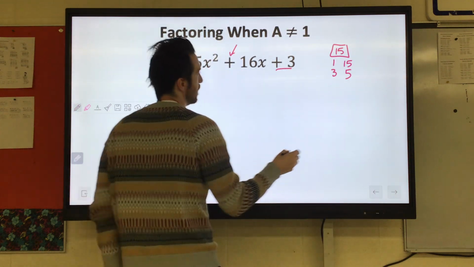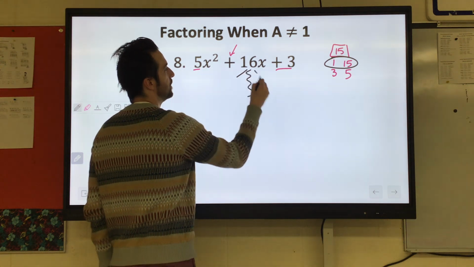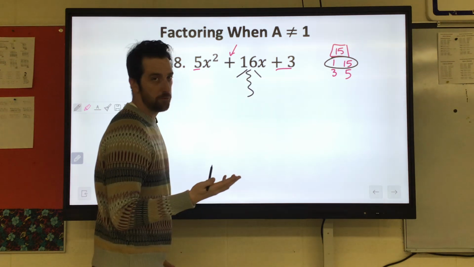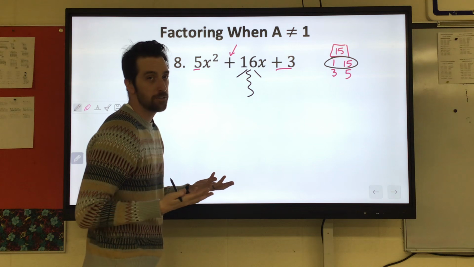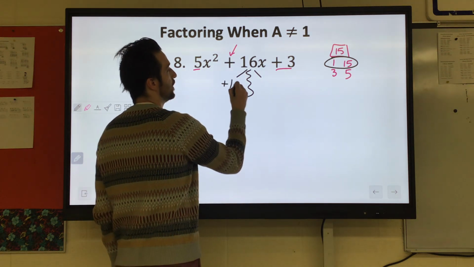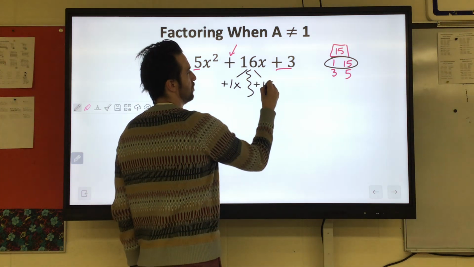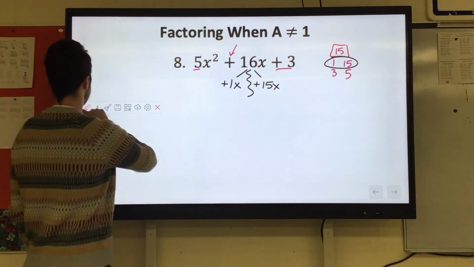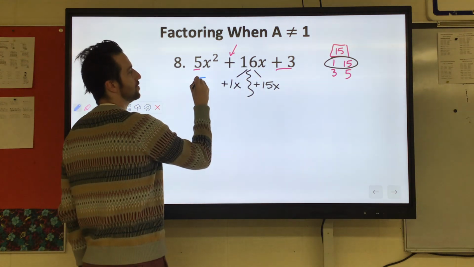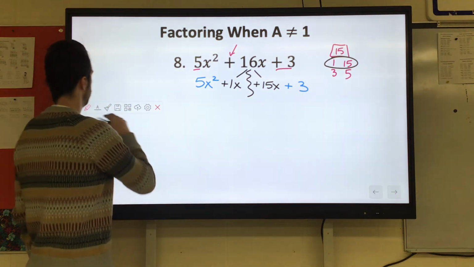Hopefully you can recognize that's going to be the 1 and 15. So if we're factoring by grouping, we know they have to both be positive, and it doesn't matter which one you write first. It works out both ways. So let's say I put the plus 1x first, and yeah, you could just write plus x plus 15x. We just split that 16x. We'll bring down the other stuff, 5x squared, the plus 3, and we'll factor by grouping.